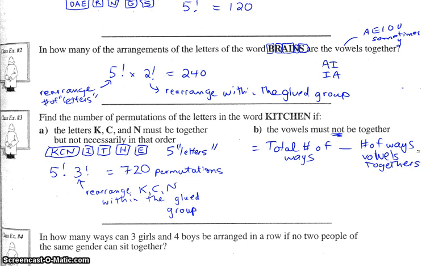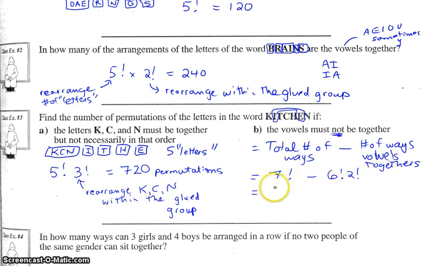So let's see. Okay, total number of ways. We have 1, 2, 3, 4, 5, 6, 7 letters in the word kitchen. Number of ways to rearrange those would be 7 factorial, minus all the ways in which the vowels are together. So we have 2 vowels. So altogether we have 1, 2, 3, 4, 5, 6 letters to rearrange then. 6 letters because I and E are glued together, but within I and E you could switch those around. There's 2 of them, so times 2 factorial. And there we go. So 7 factorial minus 6 factorial times 2 factorial.